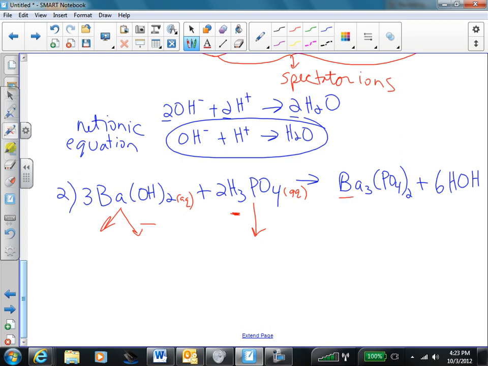Now we're going to check the barium phosphate. And we have a rule about phosphates. Phosphates are generally insoluble, and barium is not one of the exceptions. Therefore, this chemical is going to form a solid.